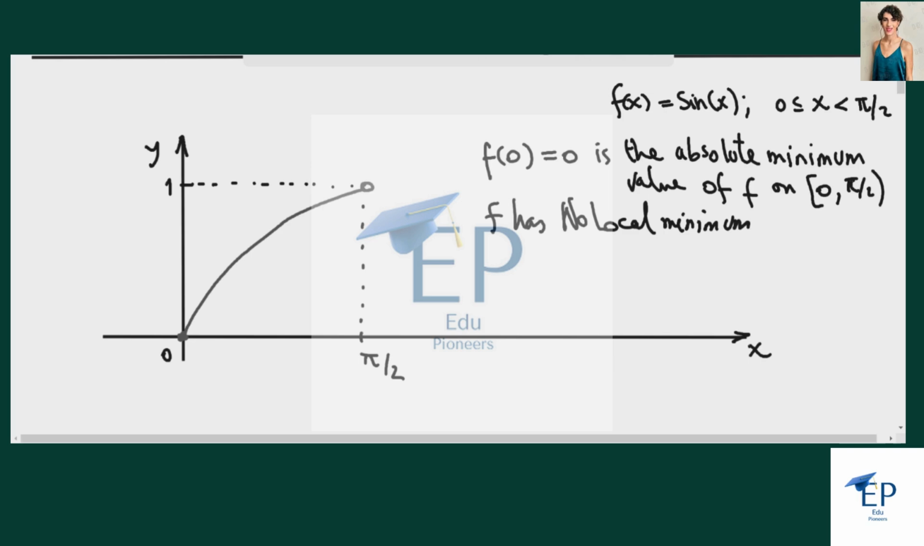With respect to the absolute maximum or local maximum, there is neither one of them because we have opened this interval here. There is not a maximum or highest point in the graph because the point pi half is not included. So f has no local or absolute maximum.